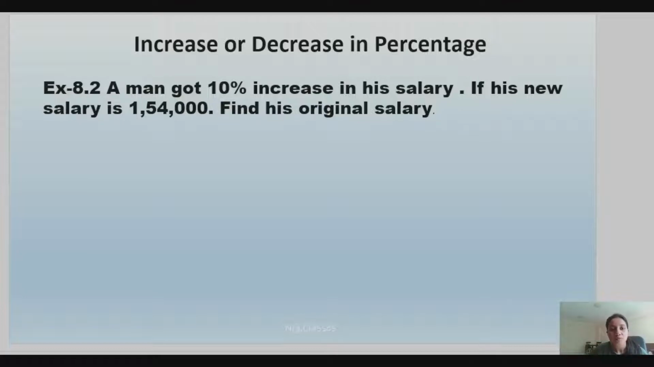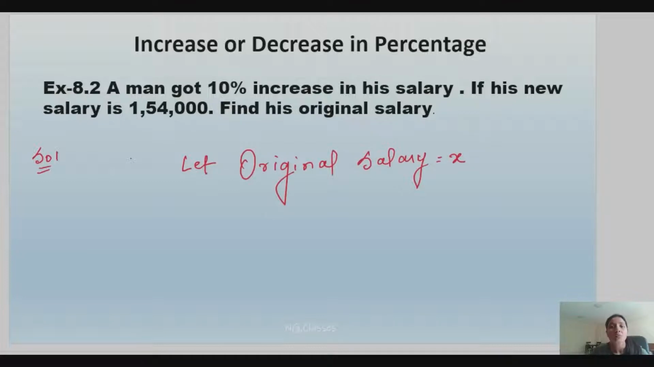So our question from NCERT is, a man got 10% increase in his salary. If his new salary is 1,54,000, find his original salary. So here the increase in percentage is given, which is 10, and after that the value is 1,54,000. So there was some original salary which got increased by 10%, and then we are having 1,54,000 as a new salary. So let original salary be X.